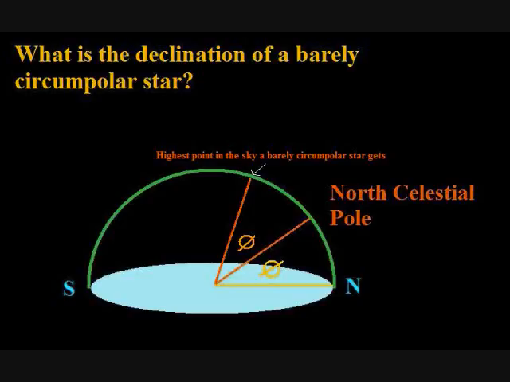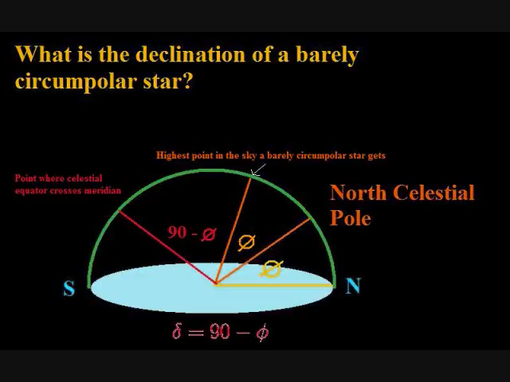So draw the line representing the celestial equator, and we know that the angle between the point where the celestial equator crosses the meridian and the north celestial pole has to be 90 degrees. So if that's the case, then the angle between the point where the celestial equator crosses the meridian and the highest point in the sky that a barely circumpolar star gets is 90 minus phi, because that's the only way that those two things will add up to 90.